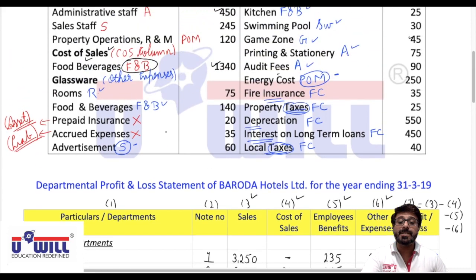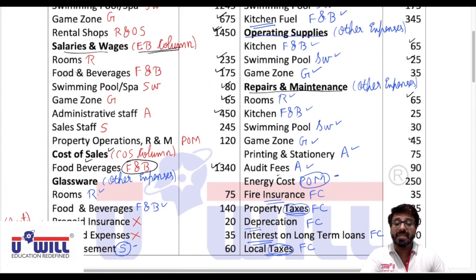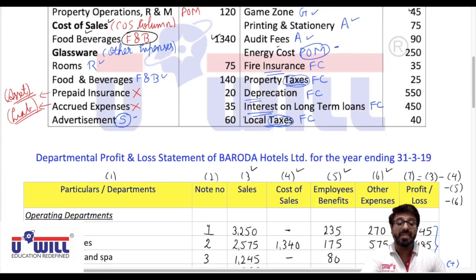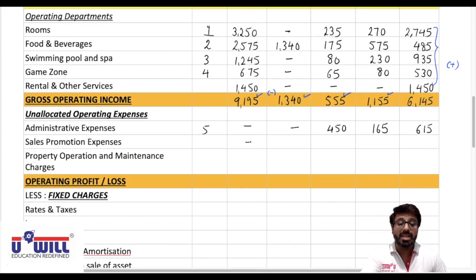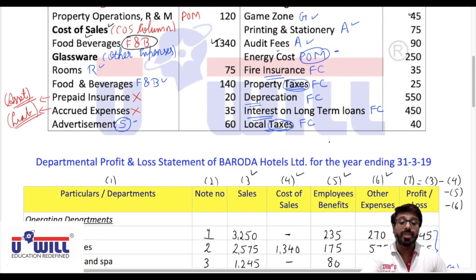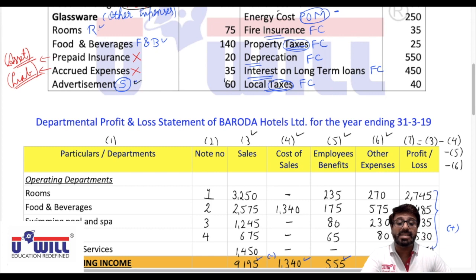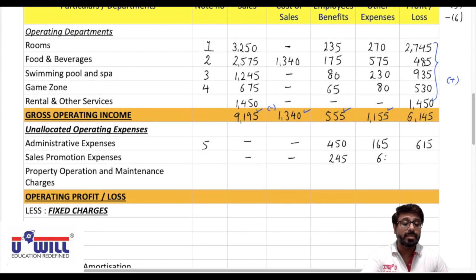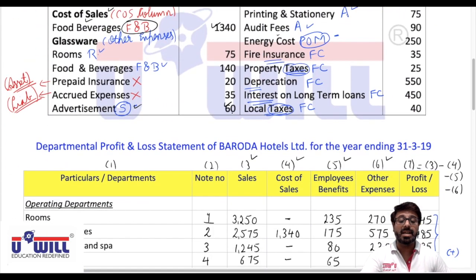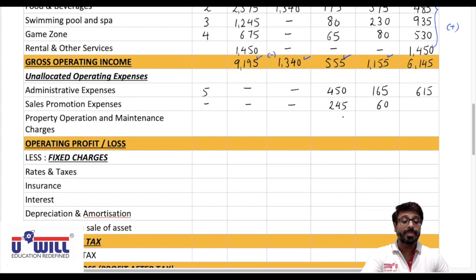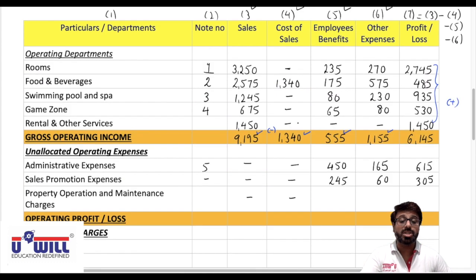Sales promotion expenses. Do we have employees benefit of sales promotion? Yes, 245. So no sales, no cost of sales. Employees benefit 245. After employees benefit, other expenses, only one item is there, advertisement 60. We have not made a note for that, because there is only one item. Advertisement of 60 comes over here. I hope everyone is clear with it. 245 plus 60, 305.